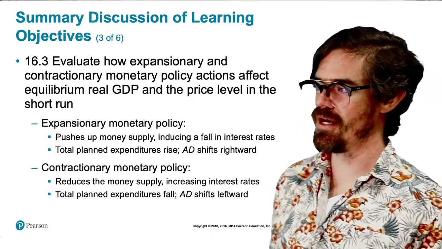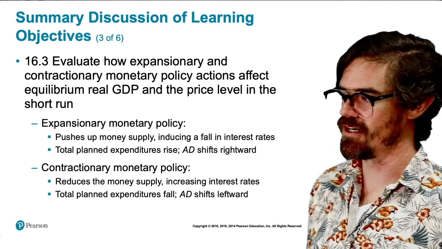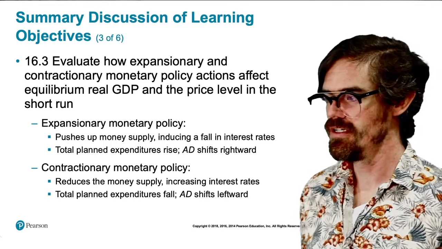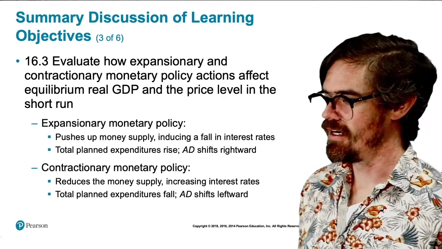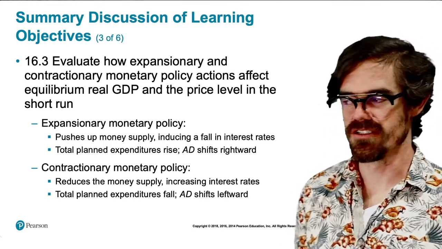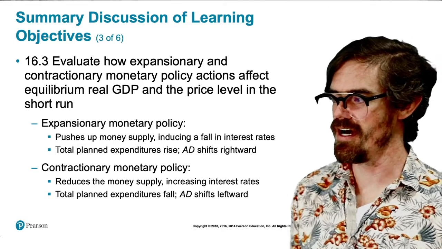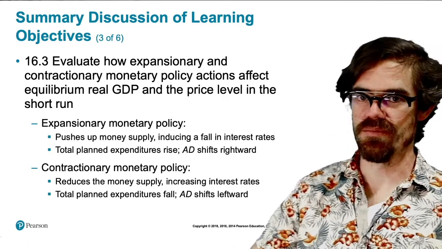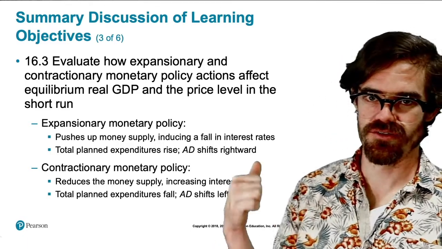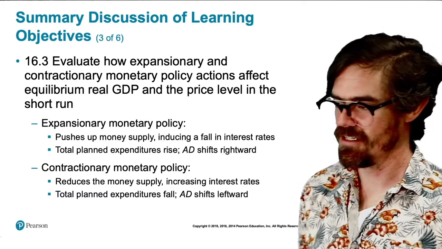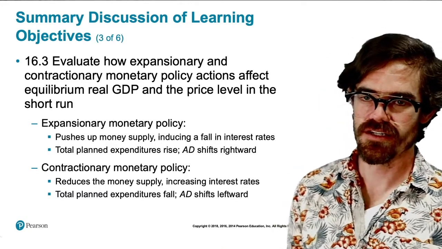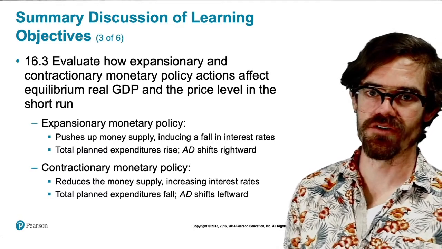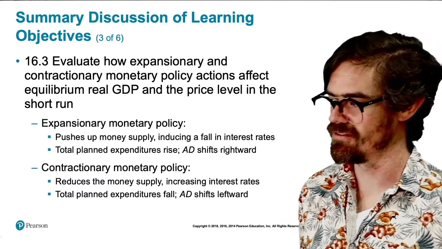Then we looked at evaluating how expansionary and contractionary monetary policy affect equilibrium real GDP and the price level in the short run using our Keynesian model. And we saw that expansionary monetary policy will push the money supply up, which causes interest rates to go down, which causes people to spend more money, whether it's consumption or investment or net exports. And so aggregate demand shifts to the right, which pushes us out of a recessionary gap, perhaps, although it does come at the price of higher prices.